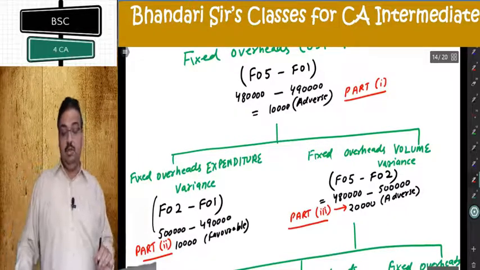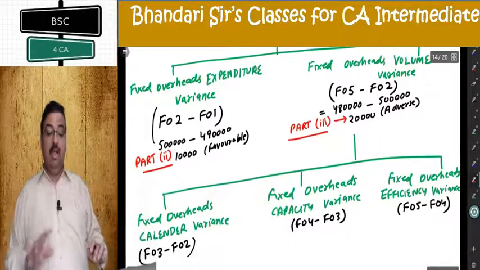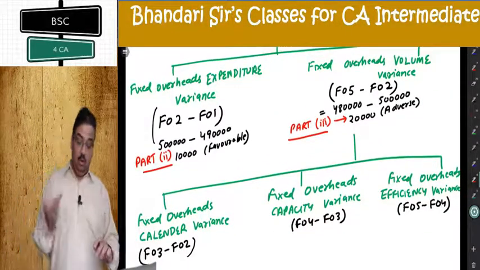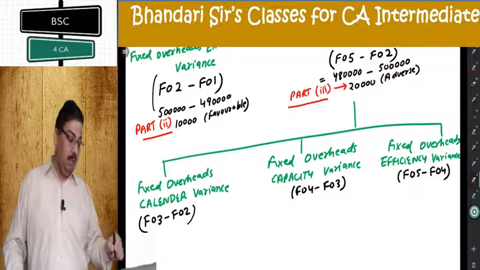Part 3 answer is 20,000 adverse. Then he is only asking efficiency. I will compute all others, although he is asking only efficiency. So part 4 answer will be on the right hand side bottom.